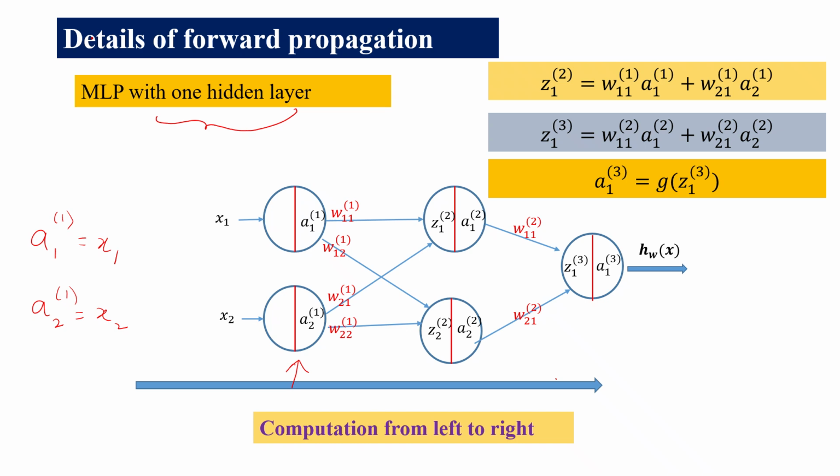We have gone through these computations in our earlier videos. Z12 is computed as the weighted sum of W11 into A11 plus W21 into A21. Then we have the Z13, which is the output Z. And finally, the A13 is g(Z), where g is our sigmoid function.